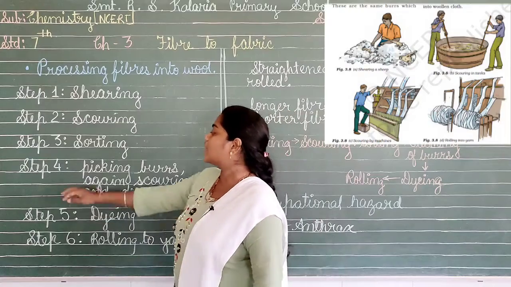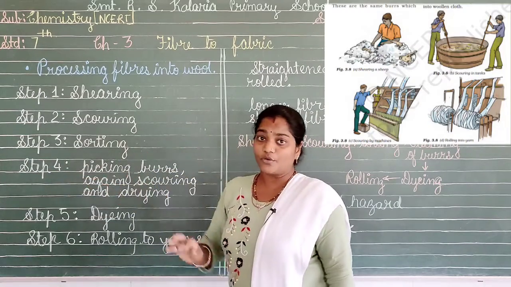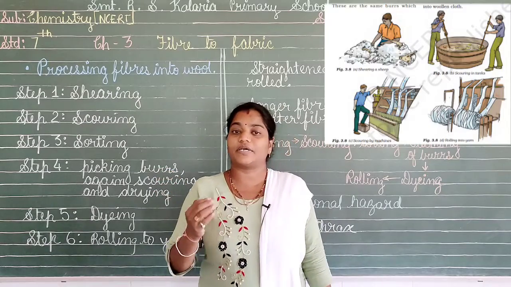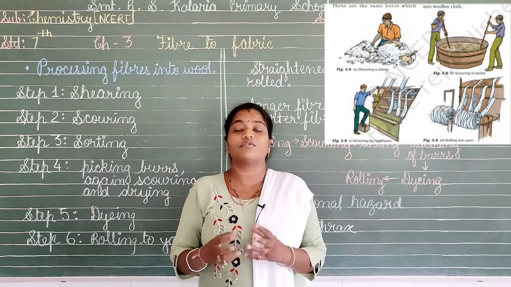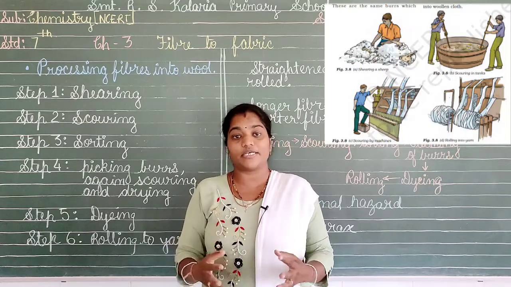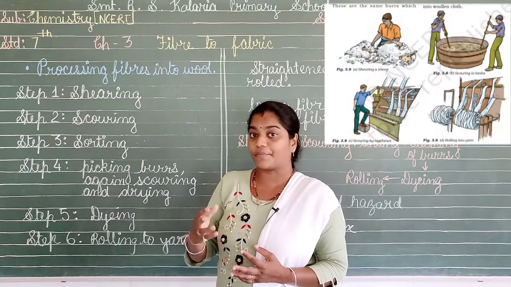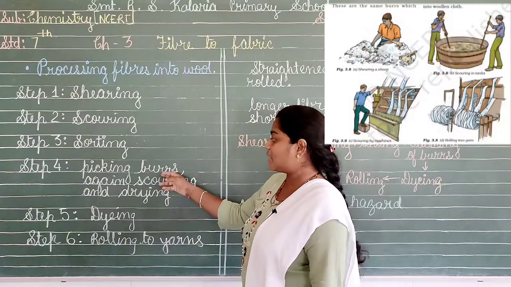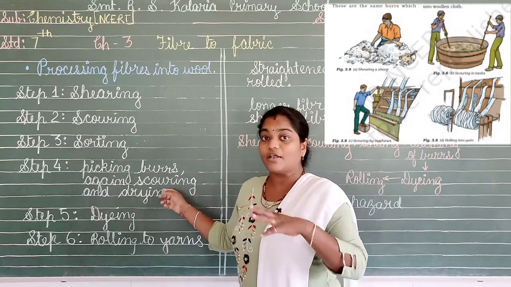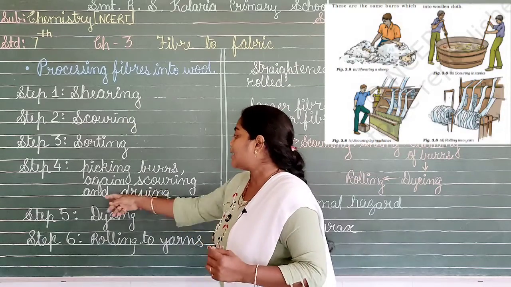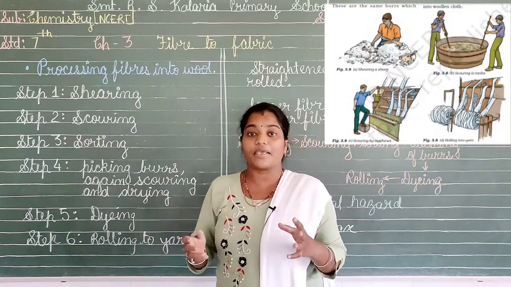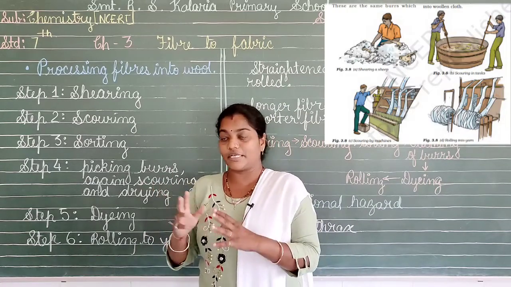Next we go for step number 4, which is picking the burrs. Now, burr is a very bad thing which sometimes bothers us when we wear woolen clothes. So these burrs are taken out during this step, and then again they will be scoured, meaning washed clearly, and then dried so that it is ready for making the fiber from this material.